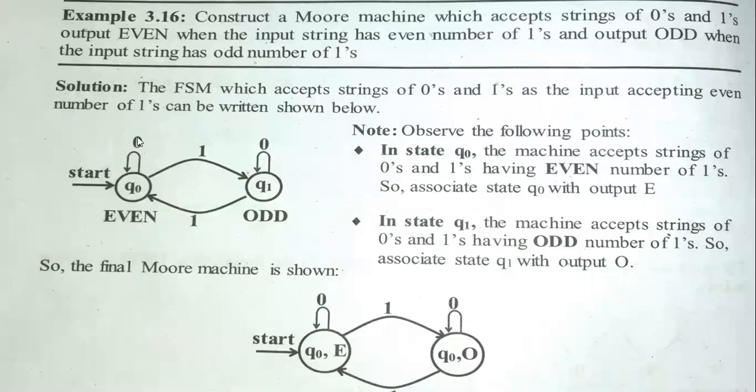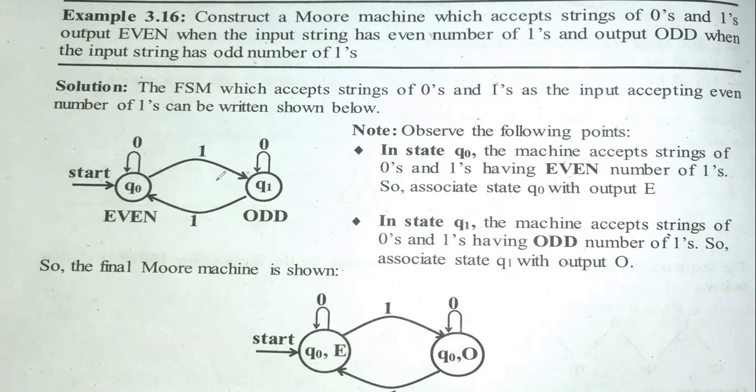So now Q0 and Q1. If I want odd number of ones to be accepted, then this will be the final state, because here there is an odd number of ones. If I want an even number of ones, then it should be the reverse: Q0 should be made the final state. Then an even number will be accepted if I make Q0 the final state. If I make Q1 the final state, an odd number of ones will be accepted.